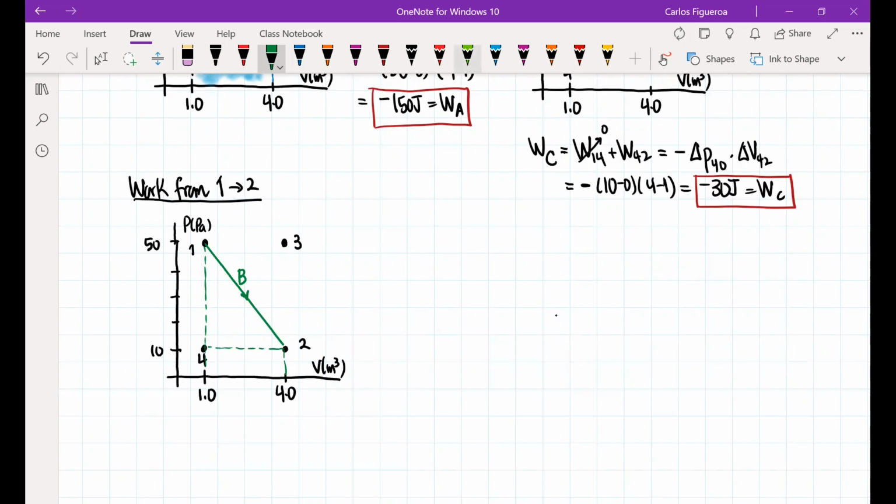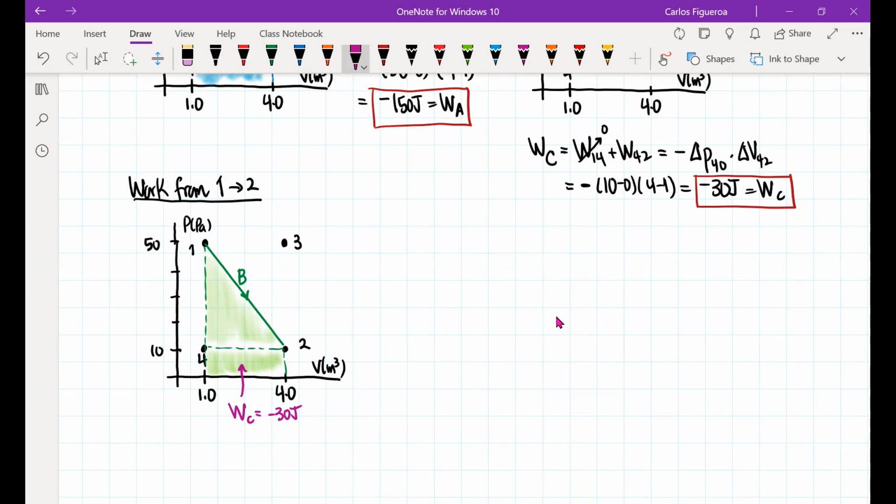So what you're seeing here is that there are two areas. There's this area, and then there's this area of the triangle. So note, we've already computed this work right here. Right? So note that this work, we've already computed, and that work is essentially the work of C, which is minus 30 joules. So what I really need is that triangle.